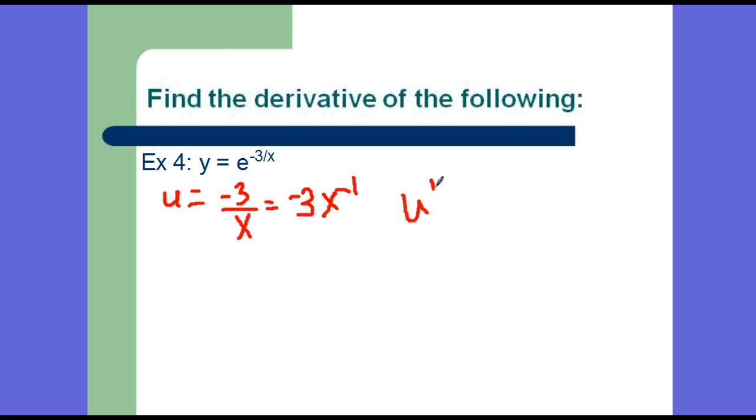So u prime is our power rule, which is negative 3 times the power, which is negative 1. And then you subtract 1 from your power, making it negative 2. So negative times a negative is a positive 3. So this is kind of like 3 over x squared.